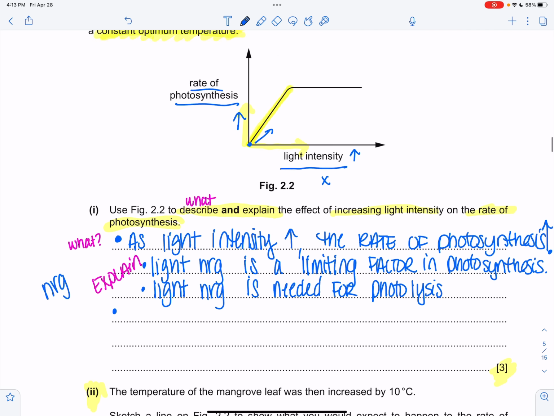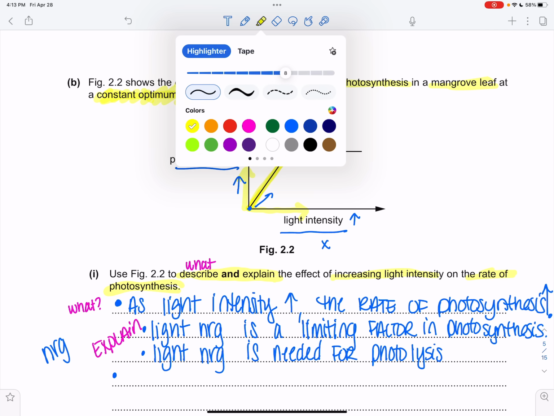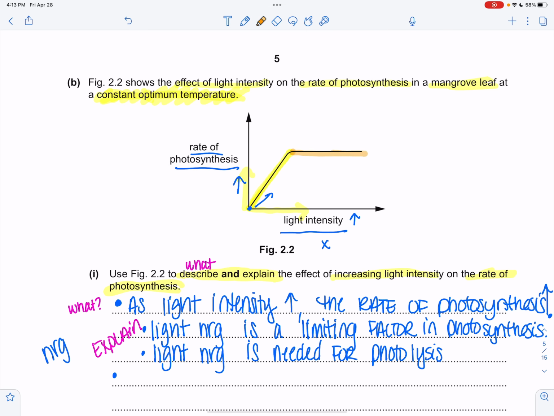I know I need to talk about the second part of this because it doesn't stay this way. Here, we see that even though we're increasing light energy along the x, the rate of photosynthesis is not going up. It's staying constant, or we can say it's plateauing, it's flat. And so it does not matter if you keep shining a light onto the plant, it's not going to increase the rate of photosynthesis once it's past its optimum, or once it's hit its limit.